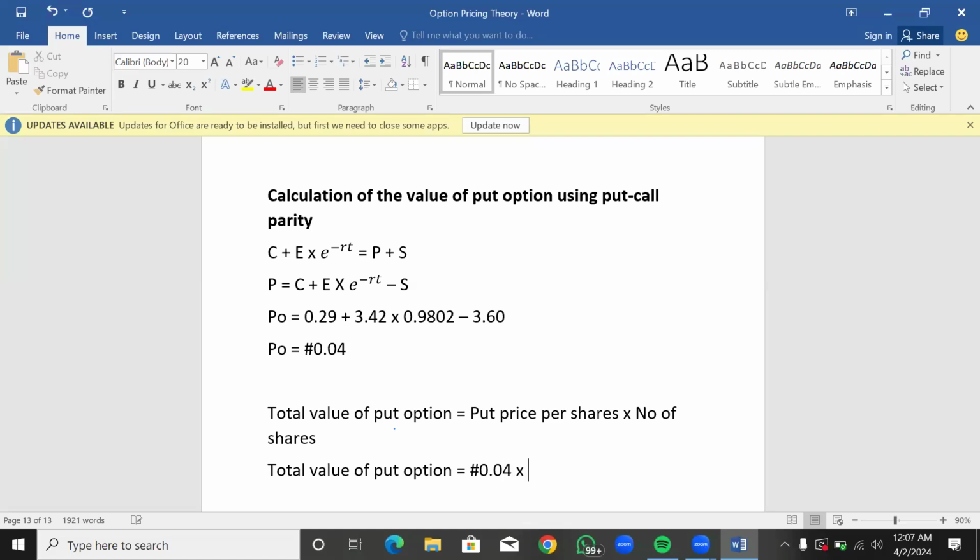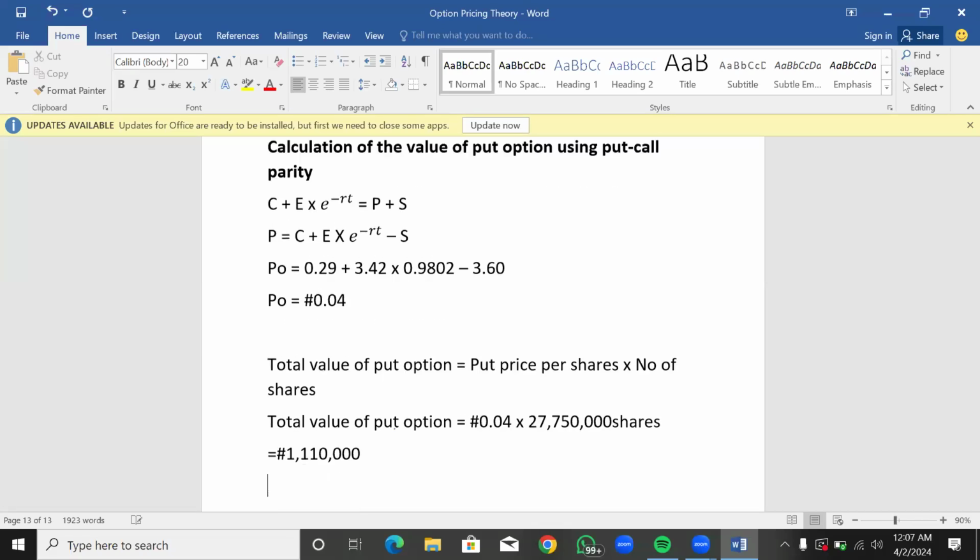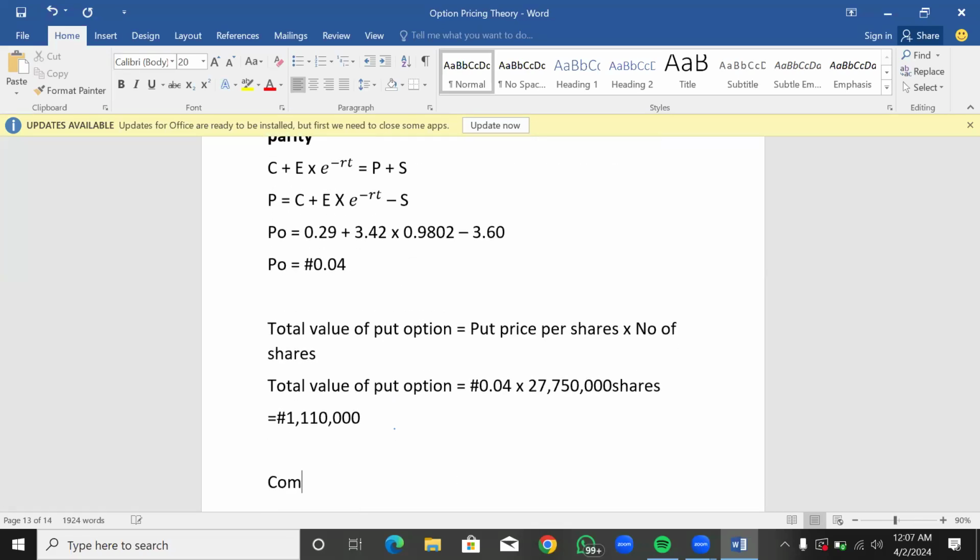What's my number of shares? Let's go back to the question. 27 million, 750. So what's my total value of my put option? 1,110,000. So this is the total value of my put option. So now let's go and compare. Now let's see the comparison.